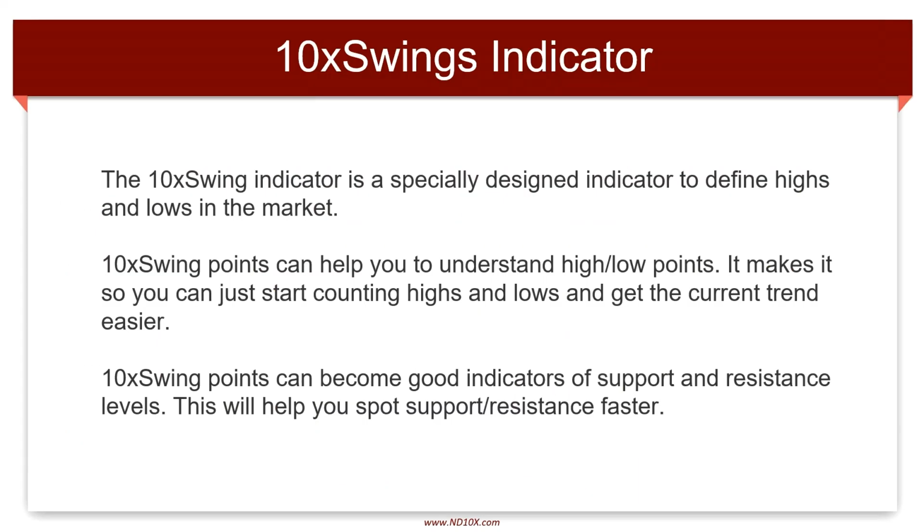10x swing indicator. The 10x swing indicator is a specially designed indicator to define highs and lows in the market. The 10x swing point can help you understand high and low points. It makes it so you can just start counting highs and lows and get the current trend easier. The 10x swing point can become a good indicator of support and resistance levels. This will help you spot support and resistance faster.